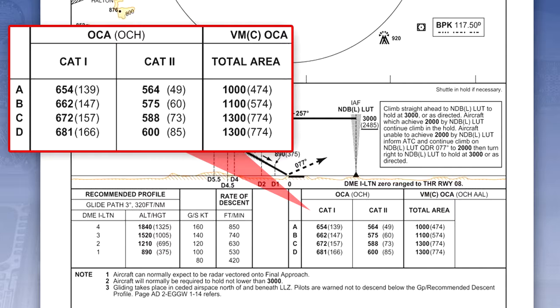Notice the figures in the right-hand column, headed VMC, OCA. The VM stands for visual manoeuvring, and the C for circling. These are the figures, therefore, if you want to use this approach, not as a straight-in for runway 08, but to circle the aerodrome for a different runway, the circling approach.